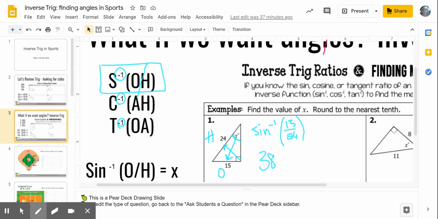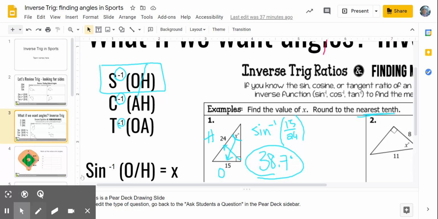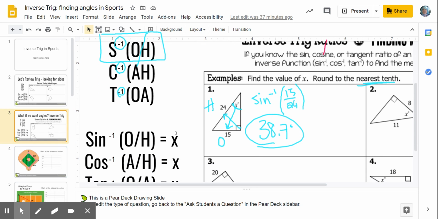So 38.7 degrees. And notice to the nearest tenth, that's going to be a whole lot more accurate than we can measure with a protractor, right? So that's the whole idea here, is we're trying to be super accurate.